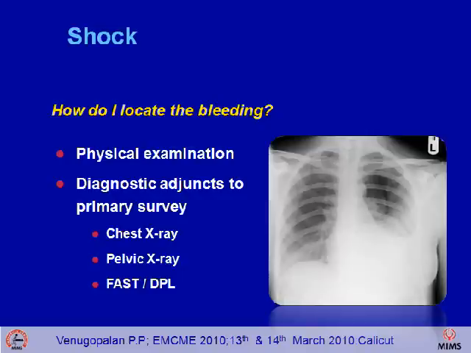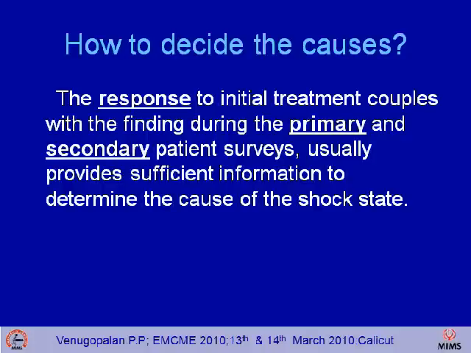So how do you locate the bleeding site? For that, you can use the primary and secondary survey, that is the physical examination, and also the diagnostic adjuncts like X-ray chest, X-ray pelvis, FAST and DPL. FAST means focused assessment sonography in trauma, and DPL is diagnostic peritoneal lavage. How do you decide the cause of bleeding? The response to initial treatment coupled with the findings during the primary and secondary patient surveys usually provides sufficient information to determine the cause of the shock state.